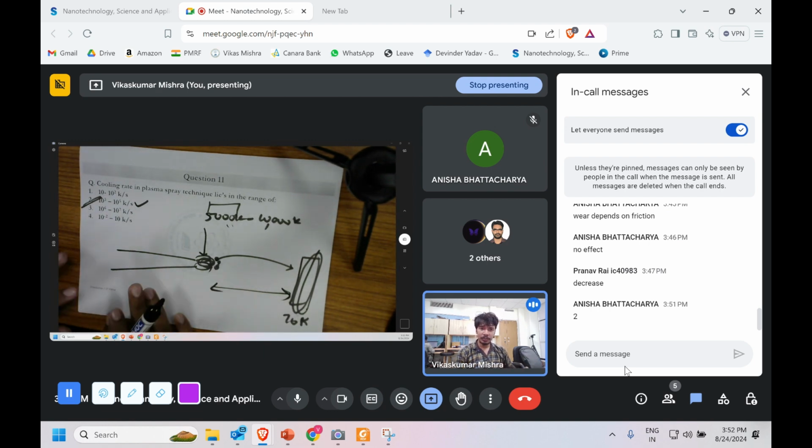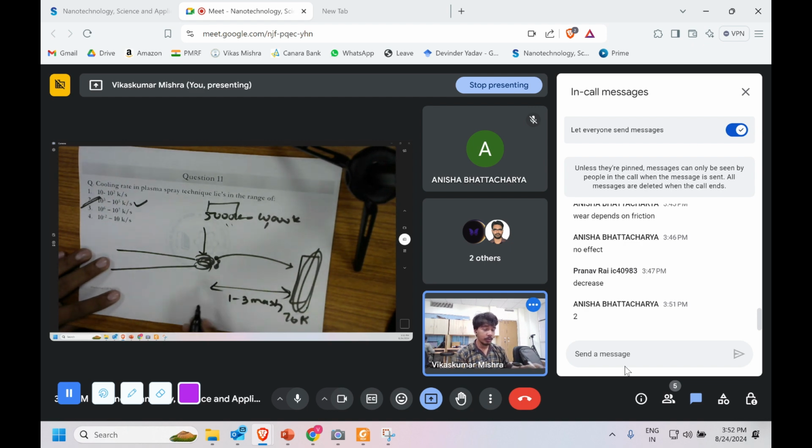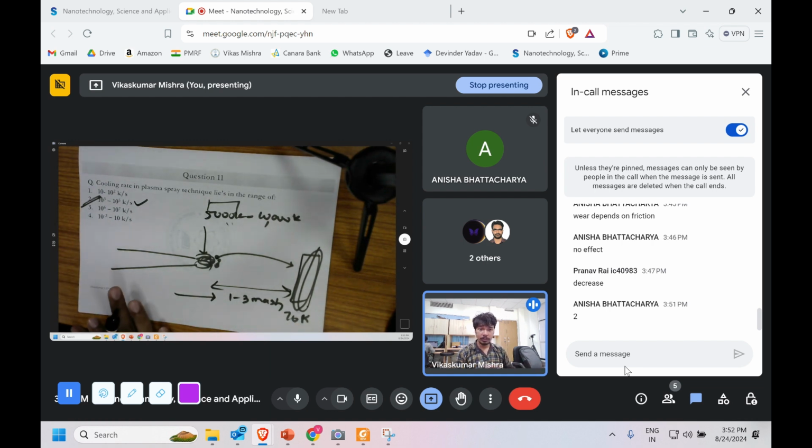So at what speed is it going? It is going something around 1 to 3 Mach. What is Mach? Mach is the velocity of sound. So it is related to the velocity of the sound. If I am saying 2 Mach, it means that the velocity we are talking about is twice the velocity of the sound.